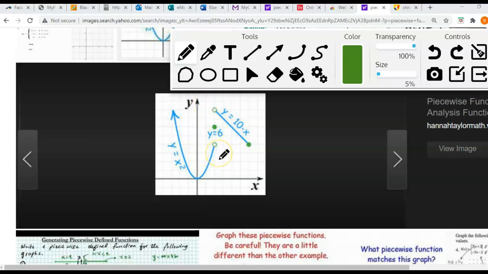Okay, so let's get the domain and range from some graphs of piecewise functions. All right, so we're going to start with this one. And I've already changed the screen, so that's fine. Let's start with the domain.